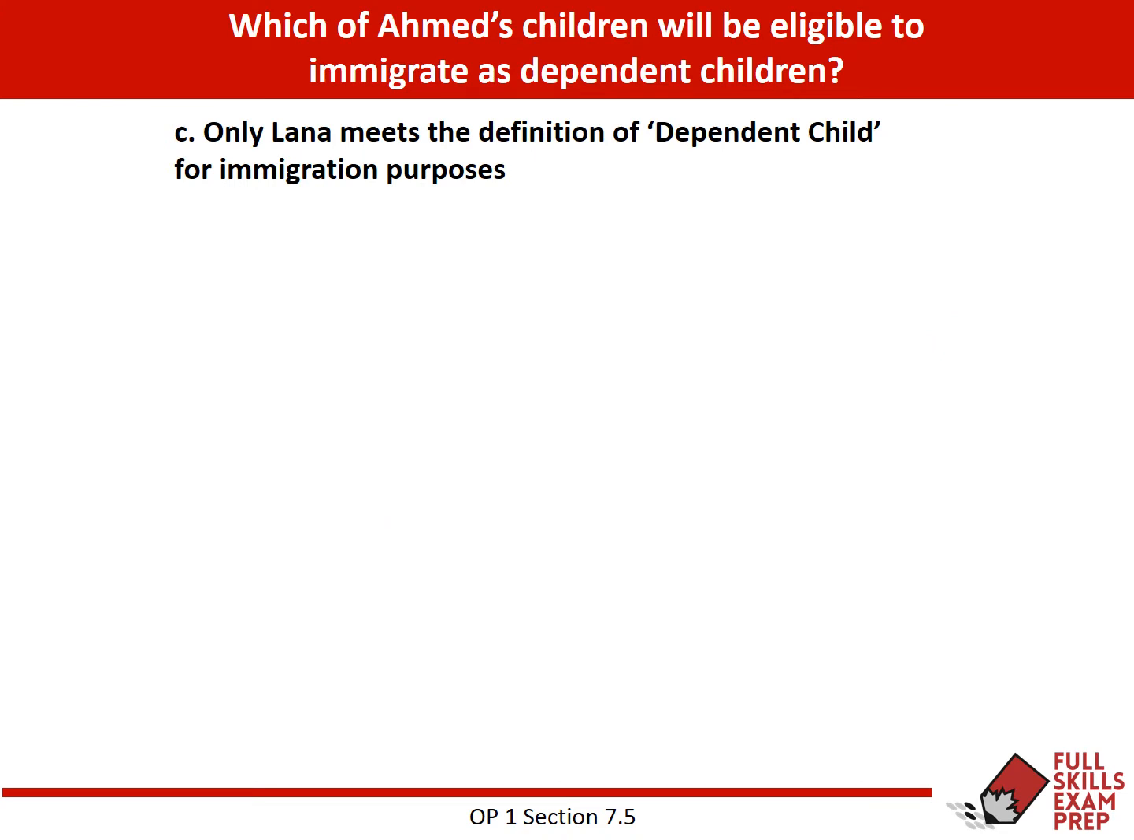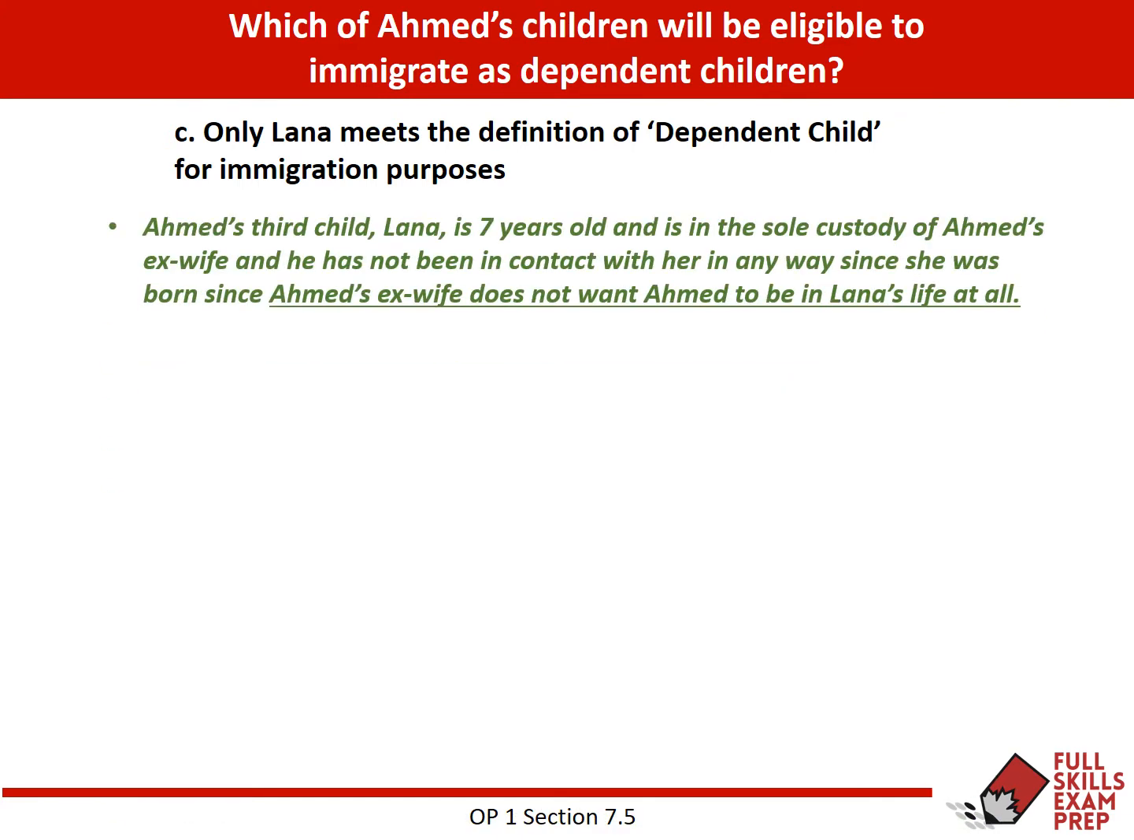Okay, so let's take a look at C to begin with. C says that only Lana will meet the definition of dependent child for immigration purposes. Now, when we refer back to the story and we look at the section dealing with Lana, we could see that Lana is 7 years old. So that might be a good sign for you because she would meet the age requirement. But remember, the age requirement isn't the only requirement, right?